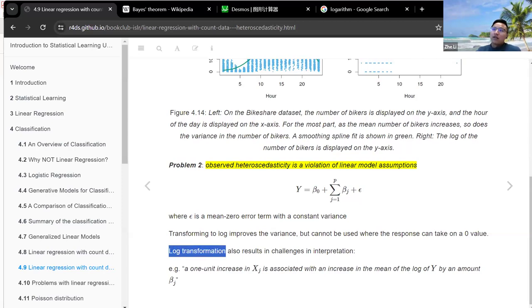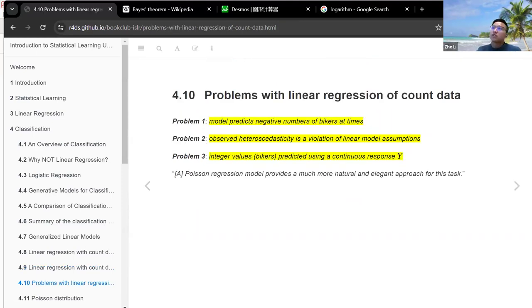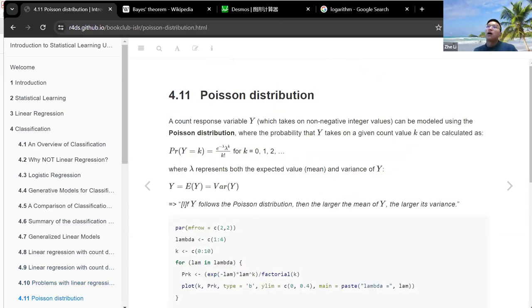So here, how do we treat this case? We can use the log transformation on our response variable to cope with that challenge. So here are three problems: first is the negative number, second is the heteroscedasticity, and third is that the value has to be an integer.